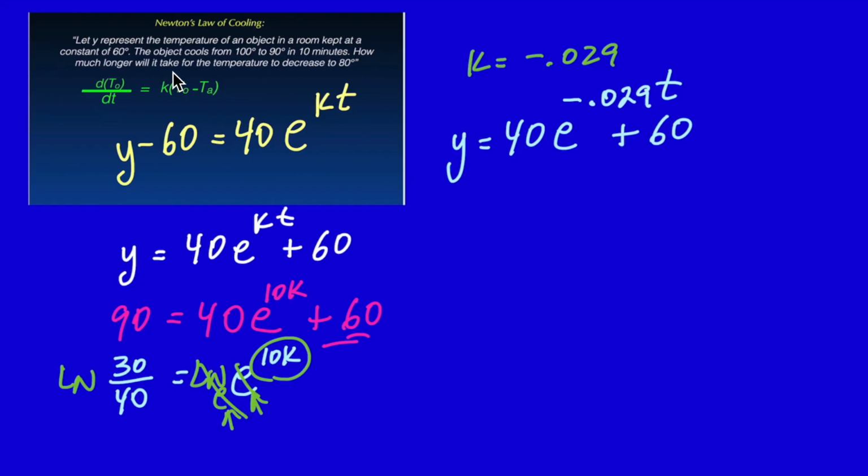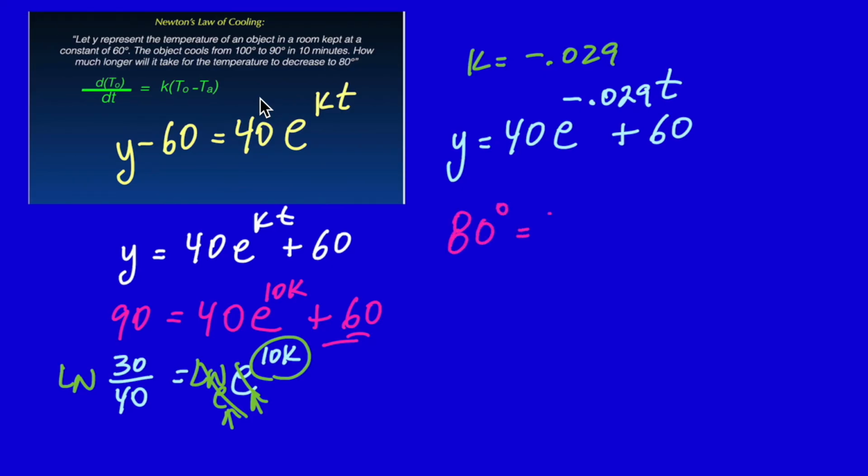How much longer will it take for the temperature to decrease to 80 degrees? So what I'm going to do is find how long it would take to decrease to 80 degrees, and then I'm going to figure out the how much longer aspect of the question. Okay, so we're going to decrease this to 80 degrees. That's now the temperature of our object. The question is, how long did it take to get there?